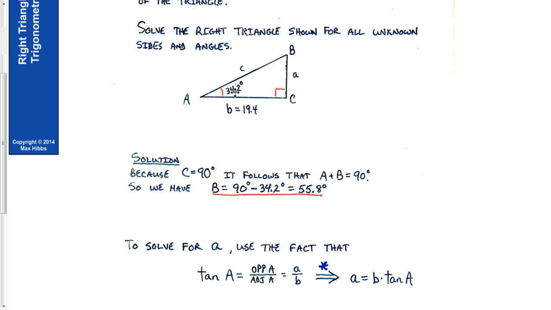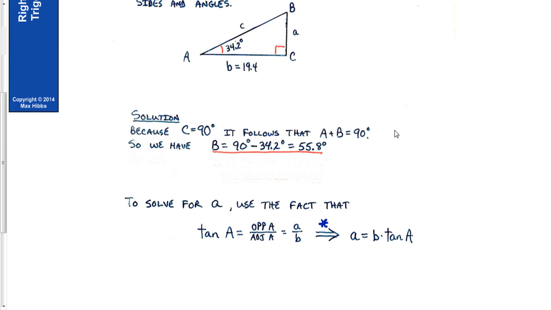Now, of course, the angle is 34.2 degrees. So the question is, do we use the sine of angle A? Do we use the cosine of angle A, or do we use the tangent of angle A? Of course, the sine of angle A is opposite over hypotenuse, and we don't know either A or C, so that won't help. The cosine of angle A is adjacent divided by hypotenuse, and we're looking for side A, so that isn't useful right away. But if we look at the tangent of angle A, that's the opposite divided by adjacent. So the only unknown is the opposite, and that's A.